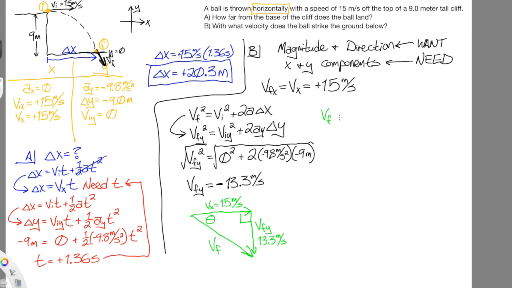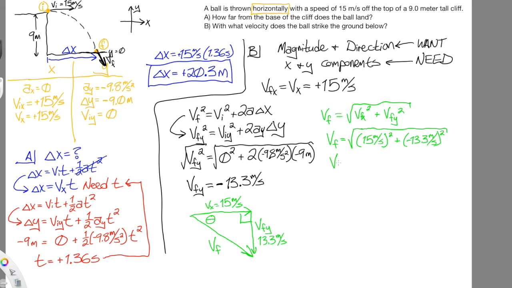To find the magnitude, we're just going to use our old friend, the Pythagorean theorem. So V final in the x direction squared plus V final in the y direction squared, square root of all of that. So that's the square root of 15 meters per second, quantity squared, plus negative 13.3 meters per second, quantity squared. That negative actually wouldn't matter if you leave it off because you're squaring the negative, so it's going to go away.